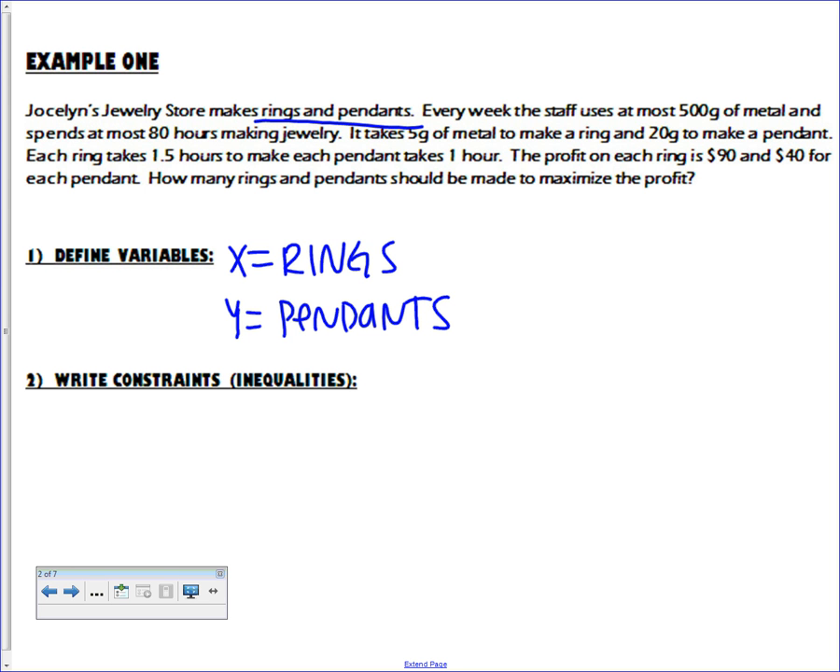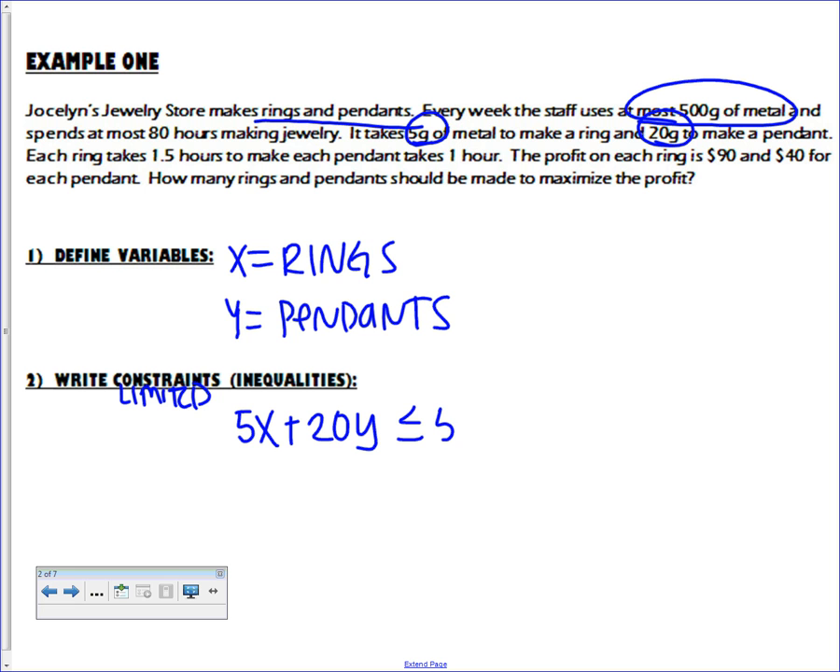Then the next part is the trickiest part, and it's writing the constraints, or things that I have a limited amount of. By constraints, I mean what is limited? Well, I have a limit of 500 grams of metal, and I also have a limit of 80 hours. But right now I'm just going to see what deals with 500 grams of metal. Well, I've got 5 grams to make a ring and 20 grams to make a pendant. So I'm going to say 5x for the 5 grams it takes to make a ring plus my 20 grams to make a pendant, so 20y. And I have at most 500 grams, so all of this has to be less than or equal to 500. So that is my constraint dealing with my metal.